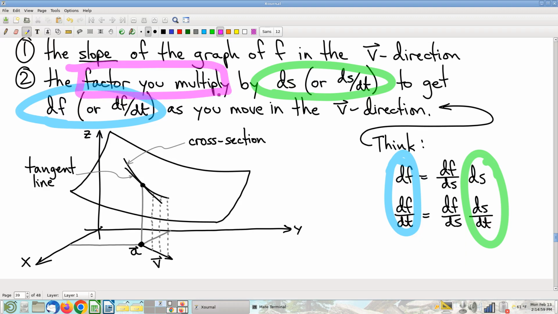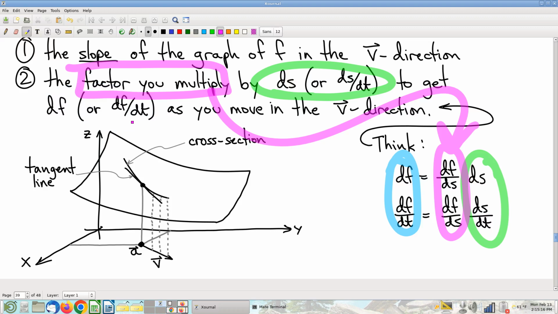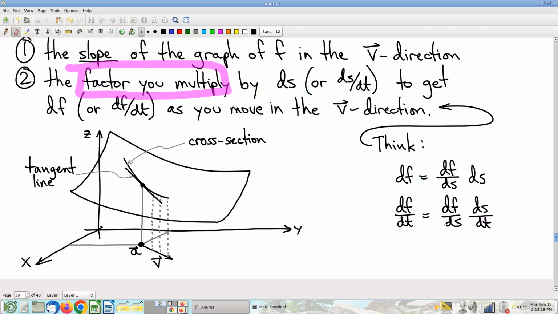And so wouldn't it be reasonable, with that in mind, to denote the directional derivative as df ds? Just in order to make the algebra look good in these two equations right here. So this is a very common second interpretation of directional derivatives. Directional derivatives are df ds. They're the rate of change of the function in question with respect to distance traveled in the direction that you're going.